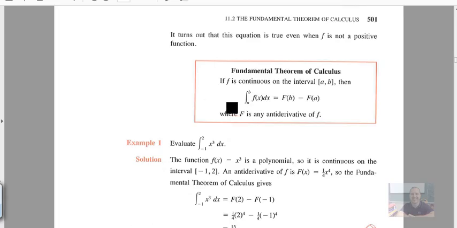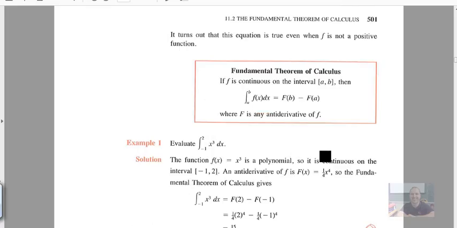Okay, so in your textbook here is the fundamental theorem of calculus, where f has to be a continuous function. There can't be any jump discontinuities or anything like that. Not a piecewise function. It has to be continuous. And if it is, then the definite integral means this: use the antiderivative of f of x.